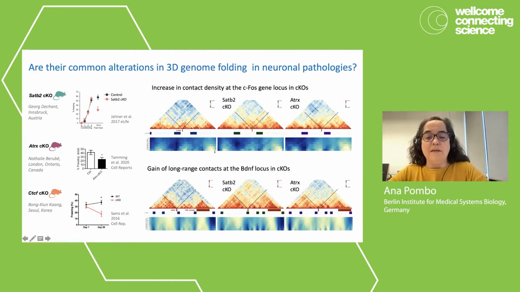Interestingly, also in the BDNF locus, we can see aspects that are somehow common between the two cell types, a strengthening here of the contacts and there, but also aspects that are only seen in one of the mutants. And I don't show the CTCF, I forgot to say, because we are still collecting the second replicate.